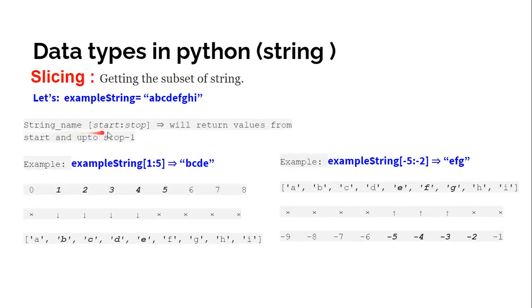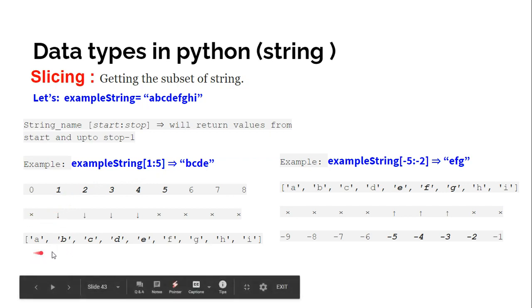So the rule was: you need to write a string name, then start value and stop value. It will return the values from start and up to stop minus one. Suppose we have an example string, and we are writing example string 1 to 5. Then we will get BCD. Why? Because we will have the string from 1 to 4.